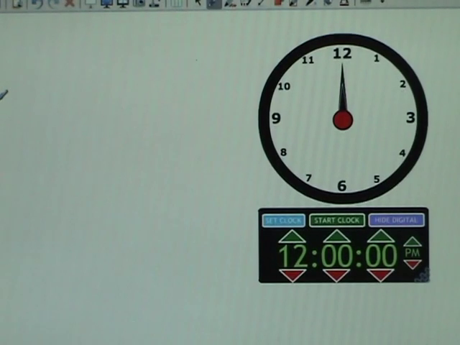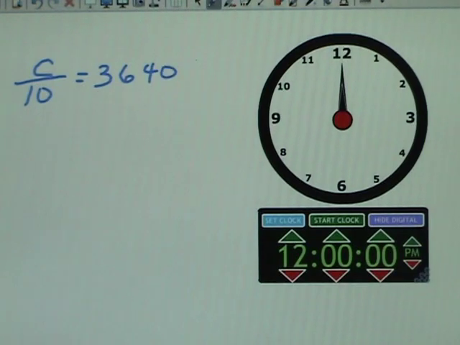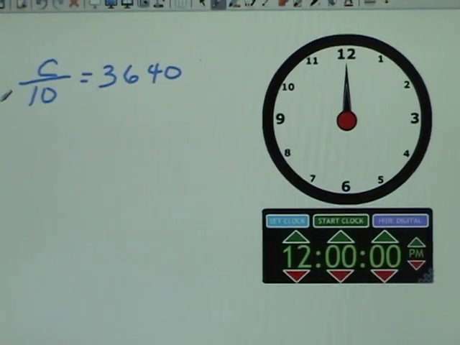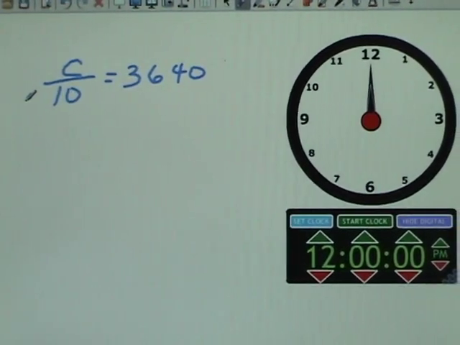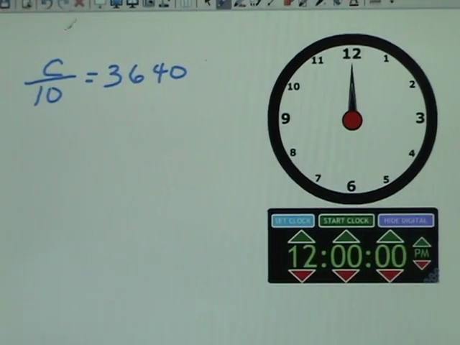Okay, for our final example, let's use c divided by 10 is equal to 3,640. C divided by 10 is equal to 3,640. Go.